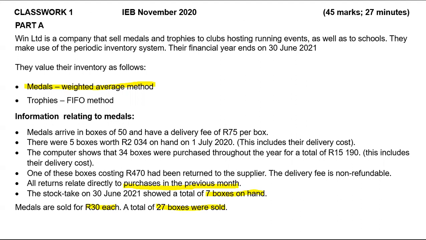And we know that each box will normally cost you 440,89. Okay, which is what basically they have done here. Right. So what we did in the previous one, we simply found the selling price of one box. So the selling price of one box will be 30 times 50 because there are 50 medals. So one box, we sold it for 1,500.